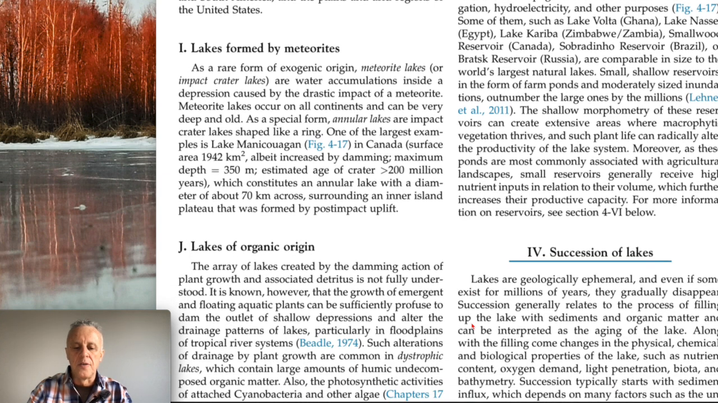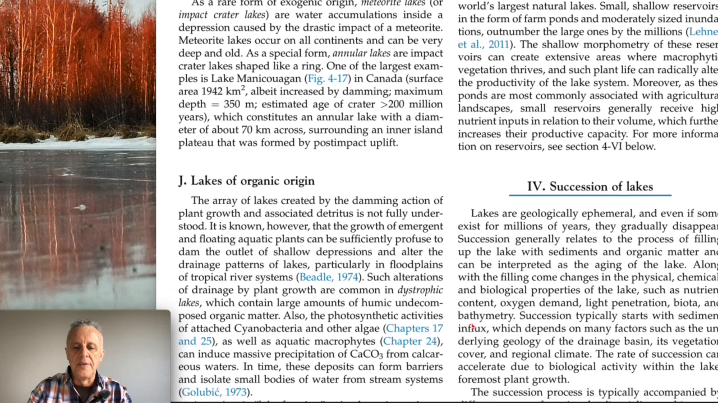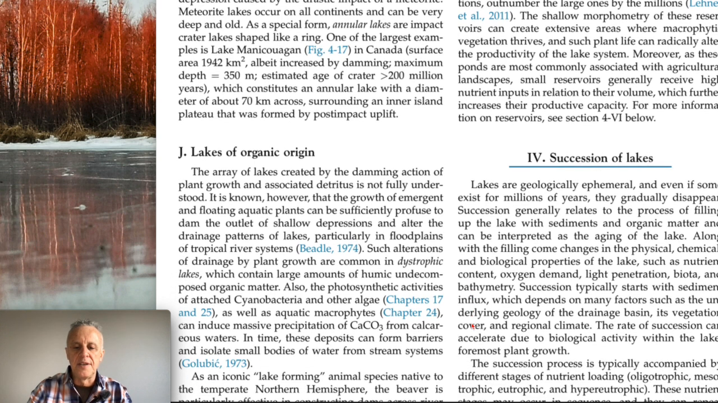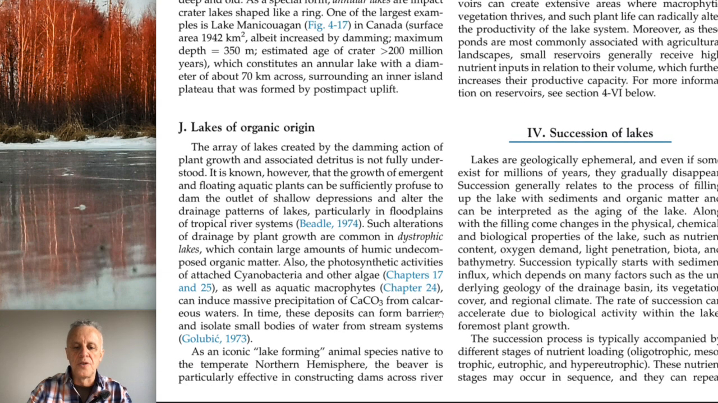Lakes of organic origin. The array of lakes created by the damming action of plant growth and associated detritus is not fully understood. It is known, however, that the growth of emergent and floating aquatic plants can be sufficiently profuse to dam the outlet of shallow depressions and alter the drainage patterns of lakes, particularly in floodplains of tropical river systems. Such alterations of drainage by plant growth are common in dystrophic lakes, which contain large amounts of humic, undecomposed organic matter.